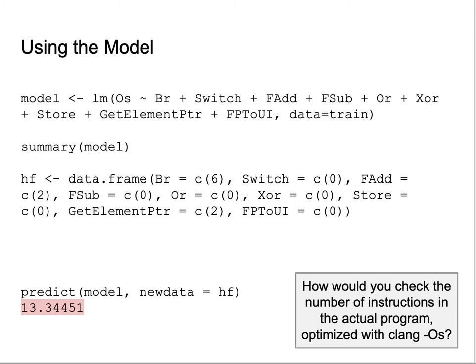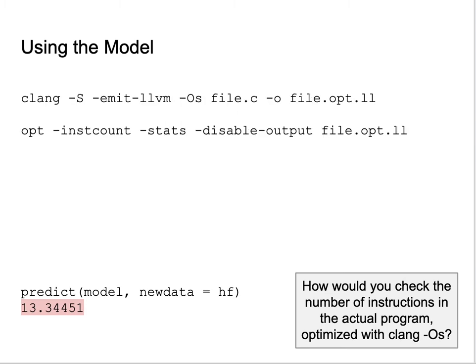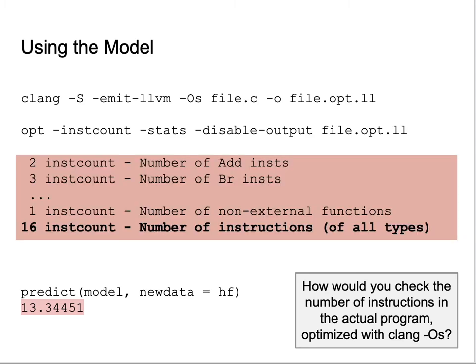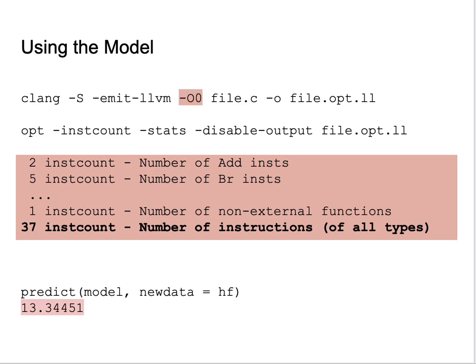And how would you check the number of instructions in the actual program once you optimize the program with clang -Os? Well, we can compile the program using clang -Os, and then we use opt to count the number of instructions. In this case, we get 16 instructions. That's not too far from the 13 that we had predicted. And that's very different from what we would get had we optimized the program with -O0, for instance. In this case, we would have gotten 37 instructions and not 16.